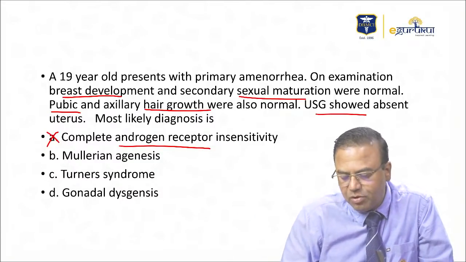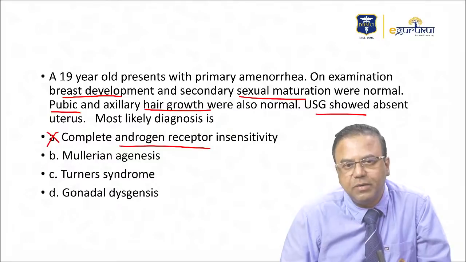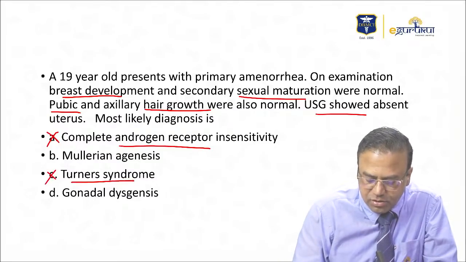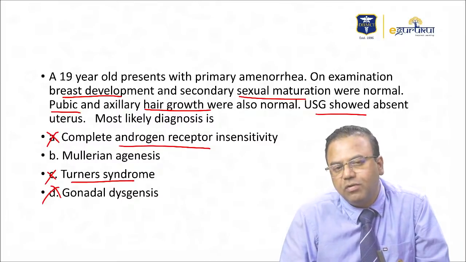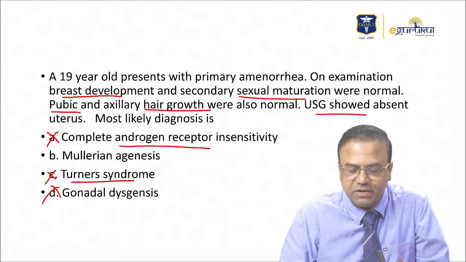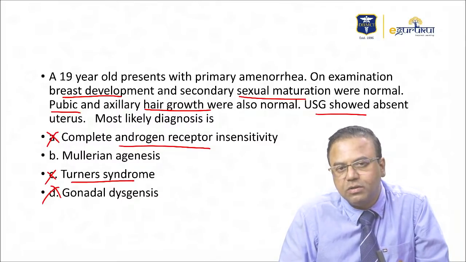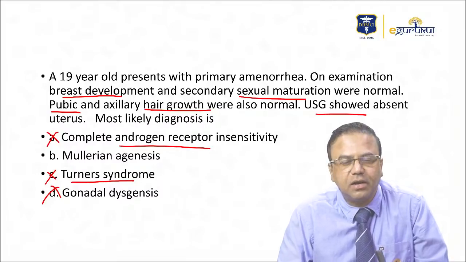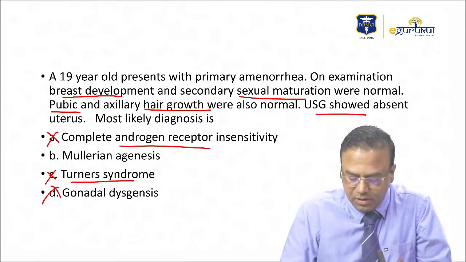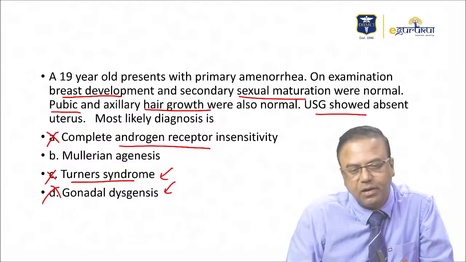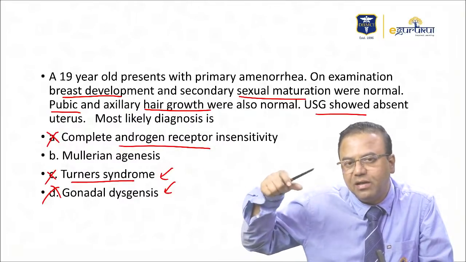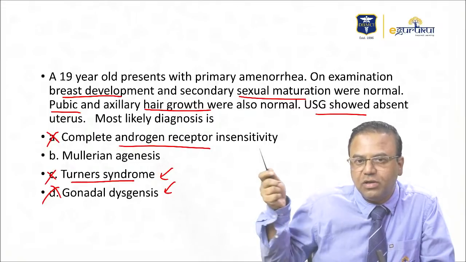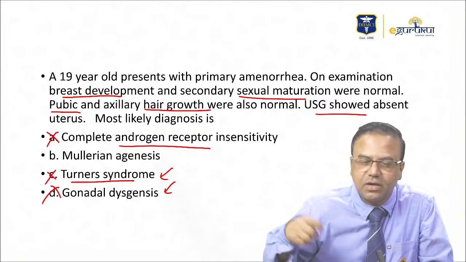So typically in our exam, when they're giving you this breast development is normal, you can easily rule out Turner syndrome. That's an ovarian problem. When you have gonadal dysgenesis, basically if you don't have a source of estrogen, the breast development cannot occur. So this simple concept: when you have breast development occurring, secondary sexual maturation of female occurring normally, these two choices should be straight kicked out. When they're telling you adrenarche is there, androgens need a receptor to work, so complete androgen receptor insensitivity is out of question. That is ruled out.